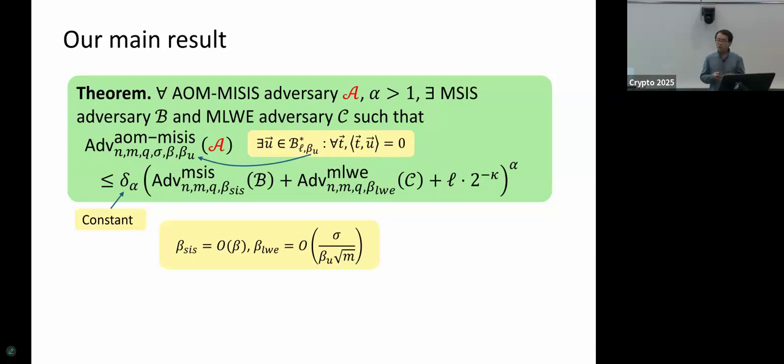One thing I want to highlight here is how the hardness of the AOM and SIS depends on beta_U. In particular, a smaller beta_U will result in a larger LWE error, which means the problem is harder.